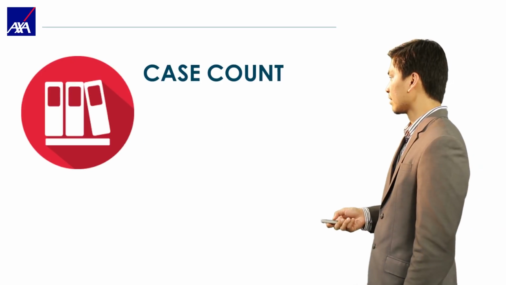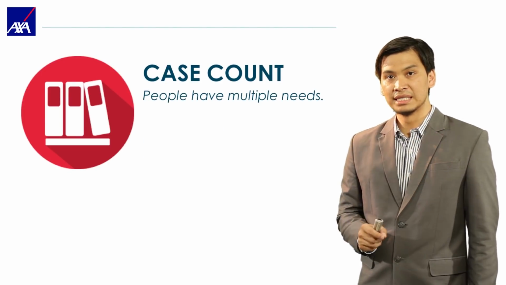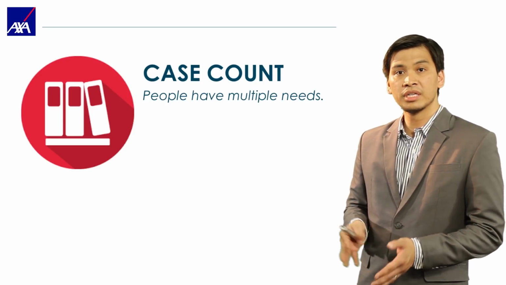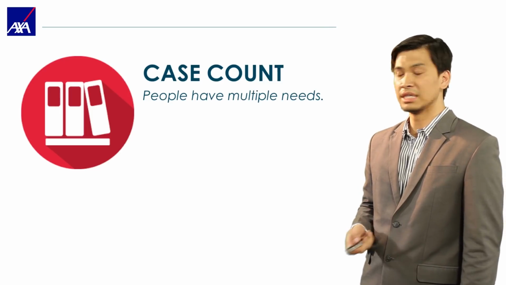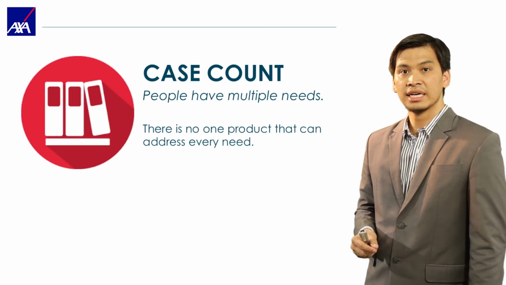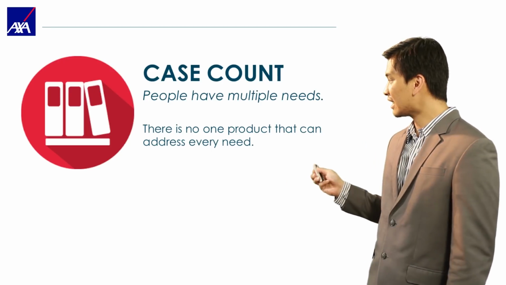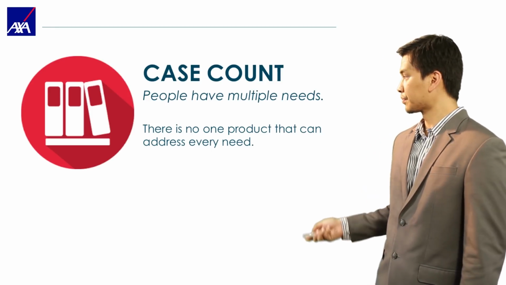And lastly, case count. People have multiple needs. We go through different life stages. That's part of our script. Or even in one life stage, we will see that multiple needs are most commonly present. And when you do F&A, you will uncover these multiple needs. When you do a financial needs analysis, you will have to address different needs that arise. And there is no one product that could address all the different needs. That is why the chances of having more cases will be higher.